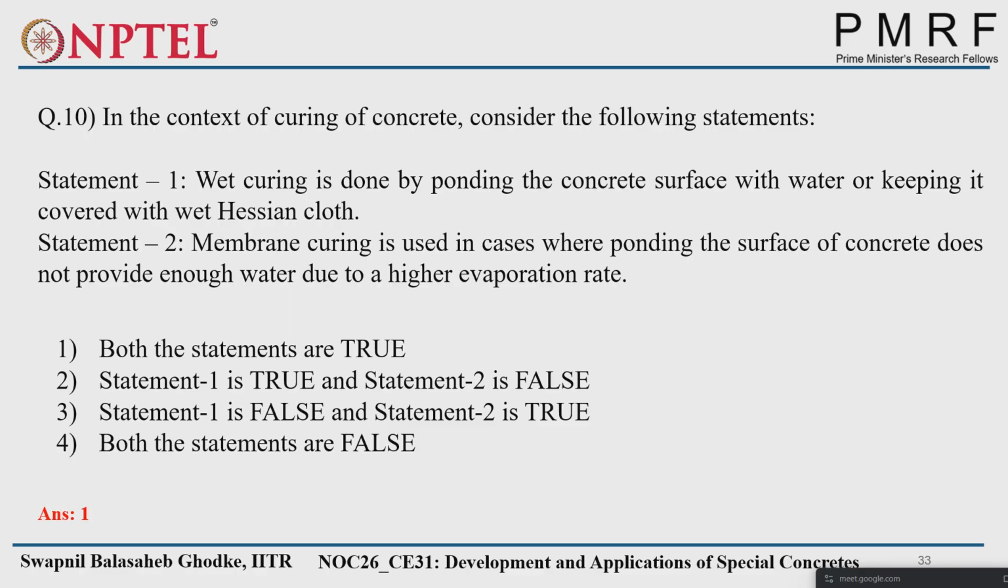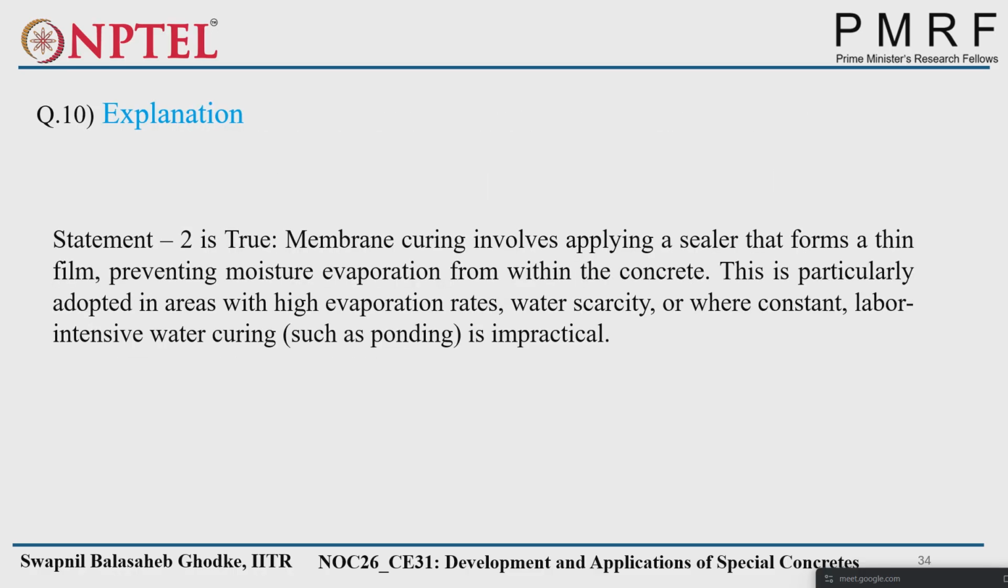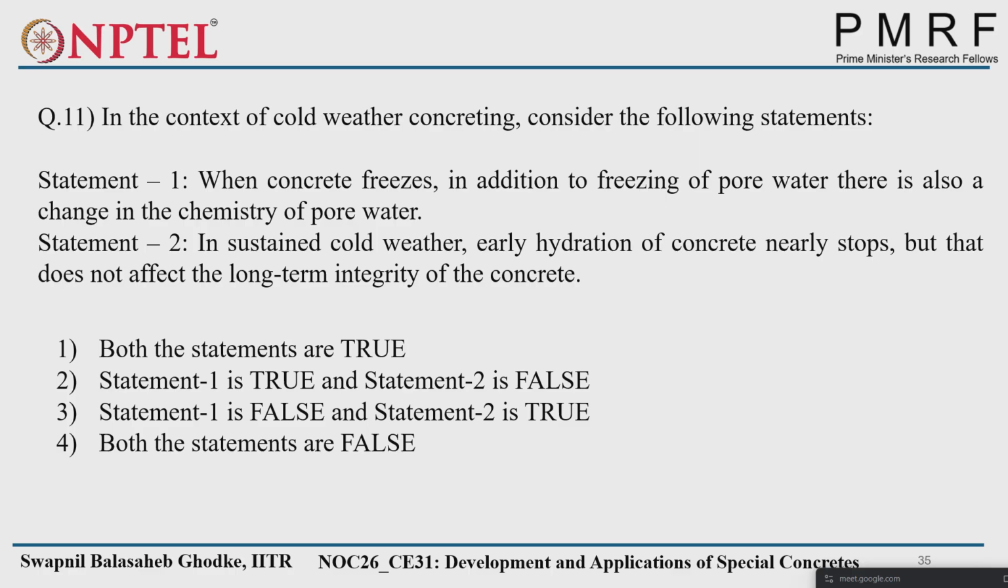Yeah, right. So both the statements are true, right? Because membrane curing involves applying a polythene sheet over the surface, which avoids water evaporation. This is particularly adopted in areas with high evaporation rates, water scarcity, or where constant labor-intensive water curing is impractical. In these three conditions, we can use membrane curing. That's why both the statements are true.